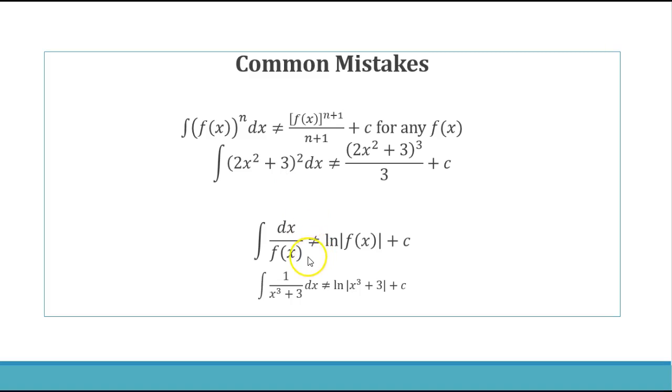And the other common mistake, this is the one I just mentioned: if I have the integral of dx over f of x, that is not just always the natural log of that bottom function in absolute value bars. So in other words, if I have something like 1 over x cubed plus 3, that is not just the natural log of x cubed plus 3. In fact, this is not a problem that we can solve with the tools that we have yet. So just to be clear, we cannot just take the natural log of the denominator when there's just a number on top. That's not the antiderivative.